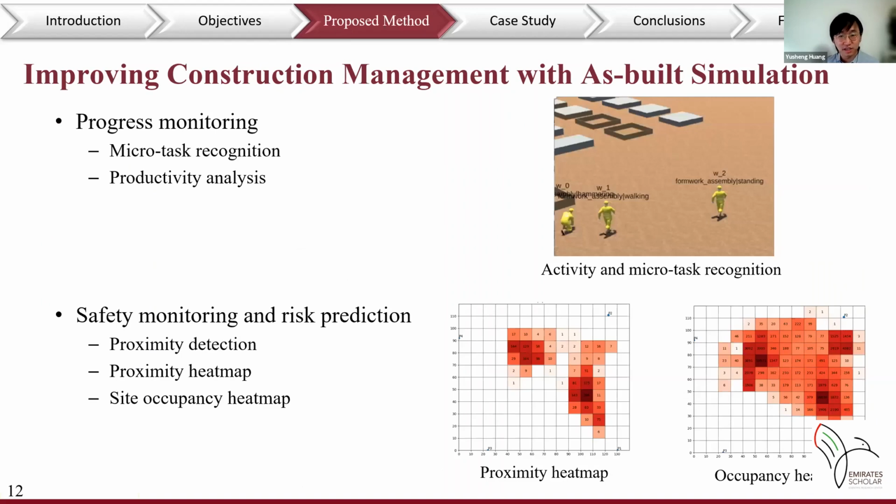The digital twin based on computer vision and RTLS can improve the construction management from the following aspects. The progress monitoring can be performed through microtask recognition. Knowing the as-built micro schedule, productivity analysis can be performed. Besides, trajectories of workers and equipment are recorded and the risk heat map can be generated. For example, the proximity heat maps and the occupancy heat map. These heat maps can be used to improve the construction safety.